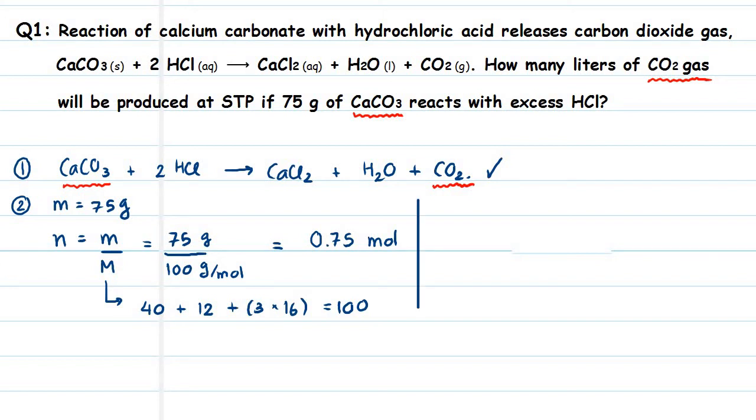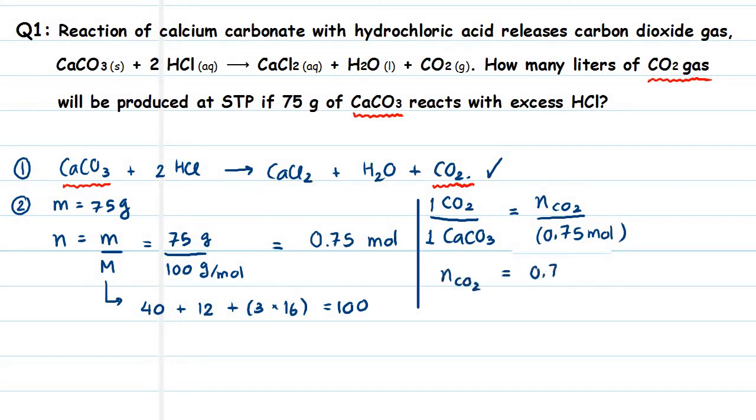To find carbon dioxide, we can relate that to calcium carbonate by moles. We know that from the reaction, 1 carbon dioxide and 1 calcium carbonate means the moles of carbon dioxide over the moles of calcium carbonate equal 1 over 1, with calcium carbonate being 0.75 mole, which means the moles of carbon dioxide is going to be 0.75 mole too.